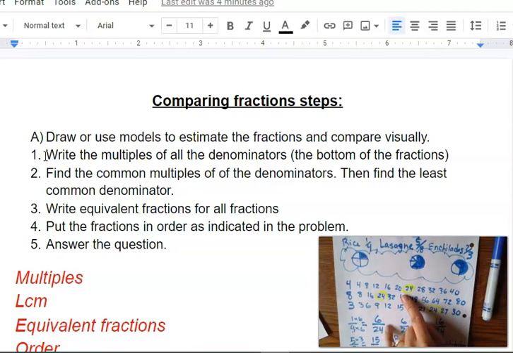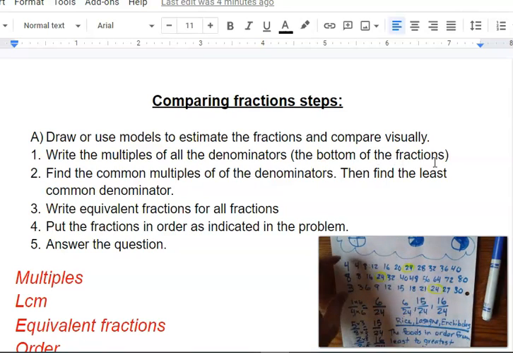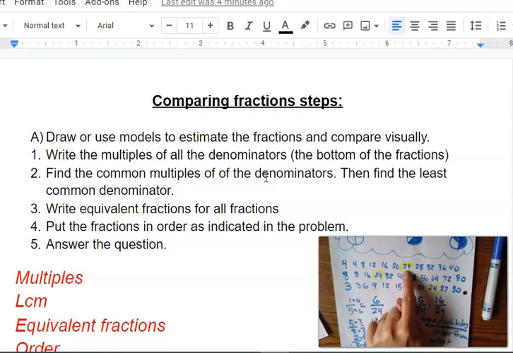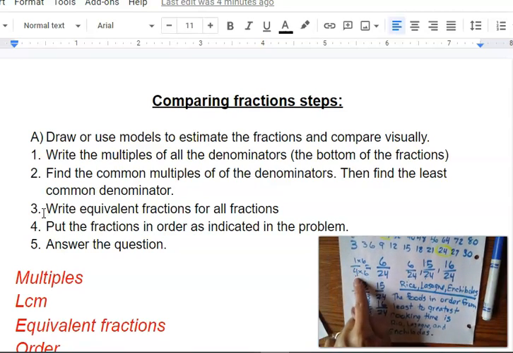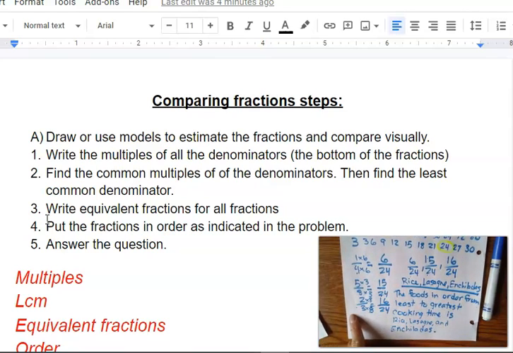Then your first step is to write the multiples of all the denominators, which is the bottom of all the fractions. So that's what I've done in this section here. Write the multiples. Then find the common multiples of the denominators. And in this case, I only found the one common to all 3. So find the common multiples, then find the least common multiple, the denominator. Then write equivalent fractions. So that's what I'm doing here. I'm writing 1/4 is equal to 6/24, 5/8 is equal to 15/24, 2/3 is equal to 16/24. So that's step 3, find equivalent fractions for all the fractions.